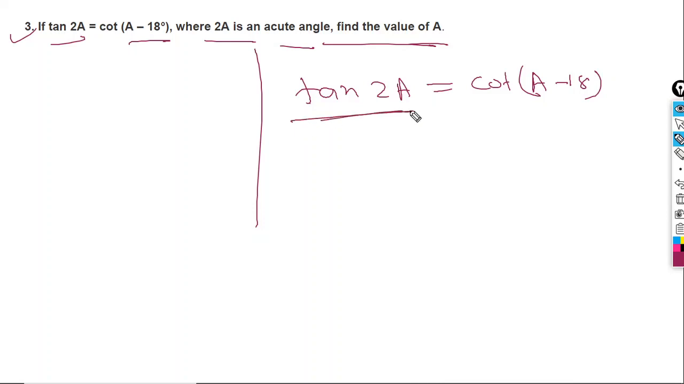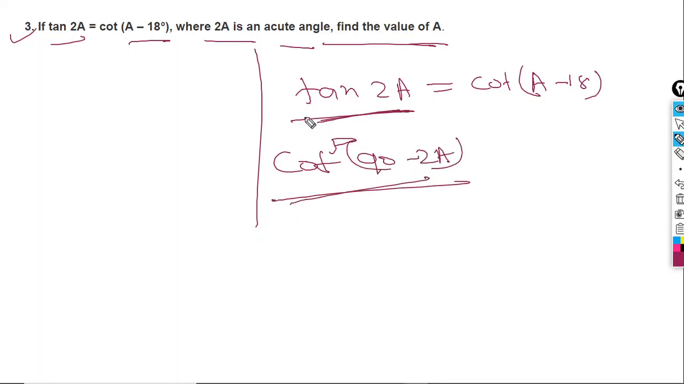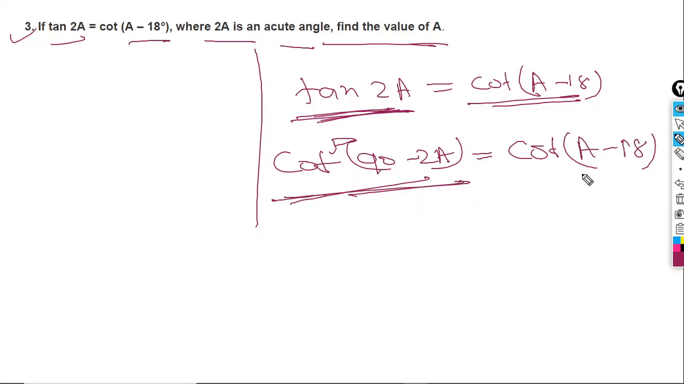So instead of tan 2a, what we can write? Cot (90 minus 2a), because we know cot (90 minus 2a) will be equal to tan 2a. Then we write it as it is, cot (a minus 18). Now here you see cot (90 minus 2a) equals cot (a minus 18). Therefore 90 minus 2a will be equal to a minus 18. Cot is there, therefore the angles will also be equal.